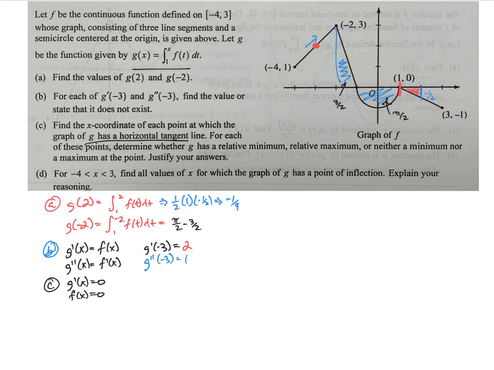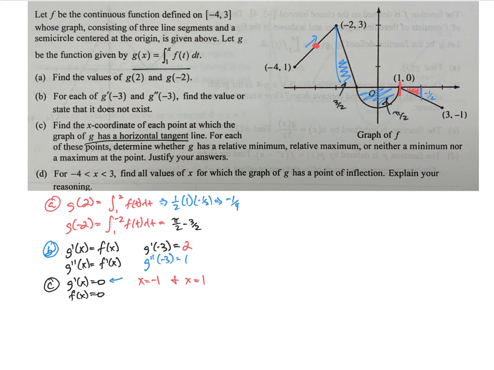All right. Actually, if you stated that G prime equals 0 right there, you get a point. All right, keep going. For each of these points, determine whether G has a relative minimum, relative maximum, or neither minimum nor maximum at the point. All right, fantastic. So when does G prime equal 0? At x equals negative 1 and x equals 1. If you did that, you get another point. All right, so we're up to 6 already out of 9.